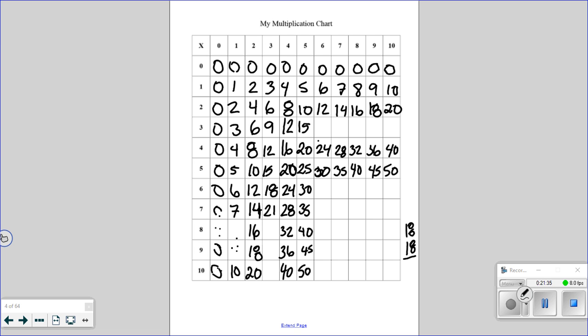Let's do 3 times 8. 2 groups of 8 was 16, plus one more group of 8. We need to add one more group of 8 to get to 3 groups of 8. Avery? 24. 24.